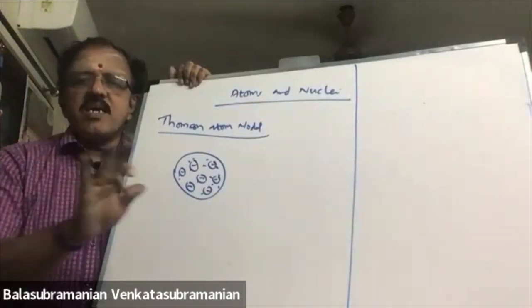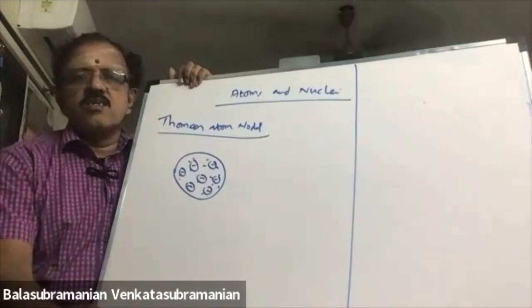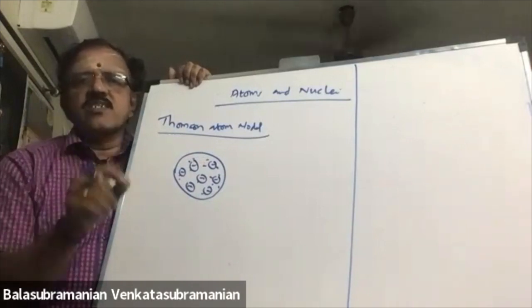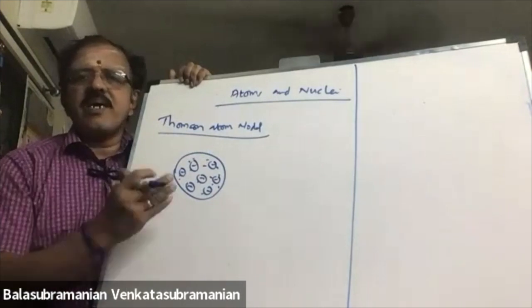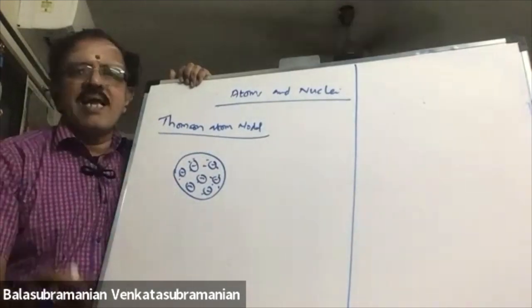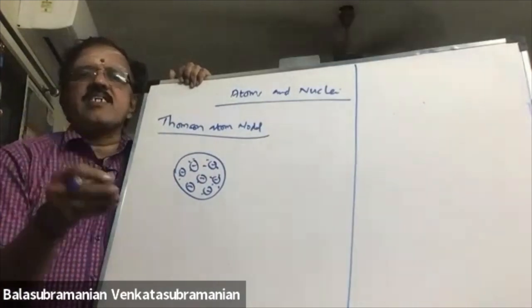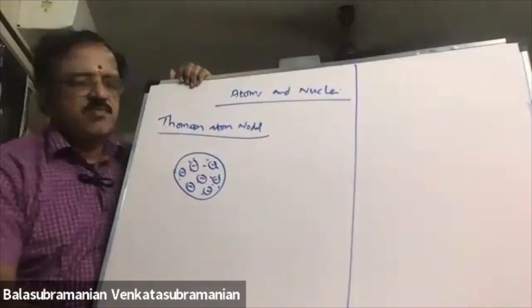Watermelon, after cutting, that red color part is the positively charged part, and the seeds which are fixed in it are equivalent to that of electrons. It's only a comparative study. Black seeds are called electrons. That red piece what we are eating is called positive charge. Like that, you should not think. It's only a comparative statement. That's all.